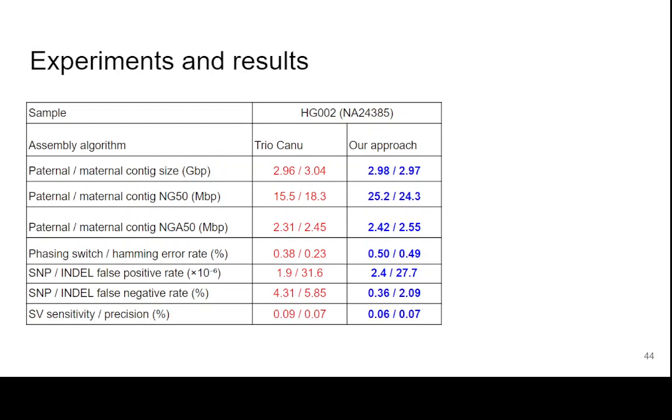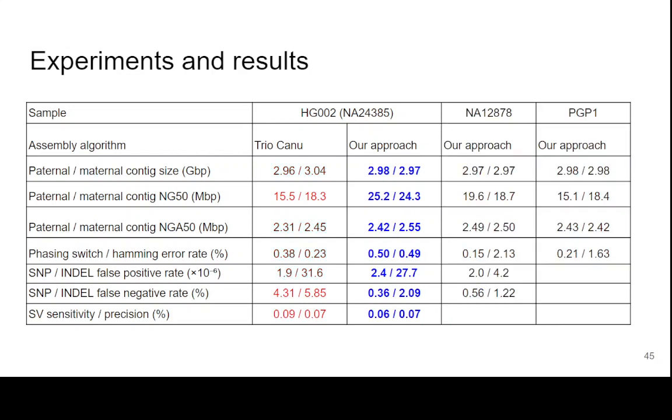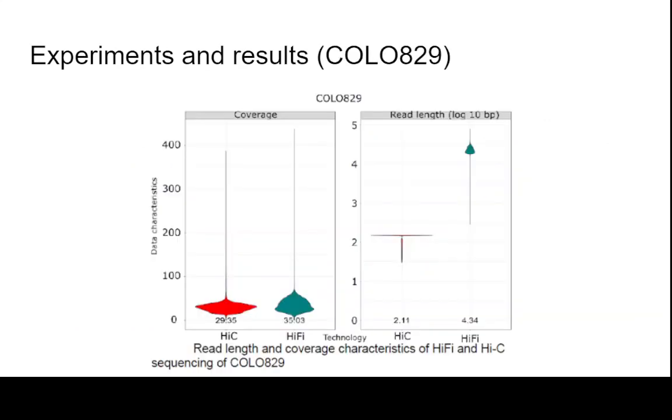So here we observed that we can produce about 3 gigabases of each haplotype, which is as expected. And we can produce more continuous assemblies than trio-Canu, and we can phase a larger fraction of the genome, about 8 times better, and the switch error rates are comparable to trio-Canu. Then we also applied it to other genomes, and we observed a similar trend.